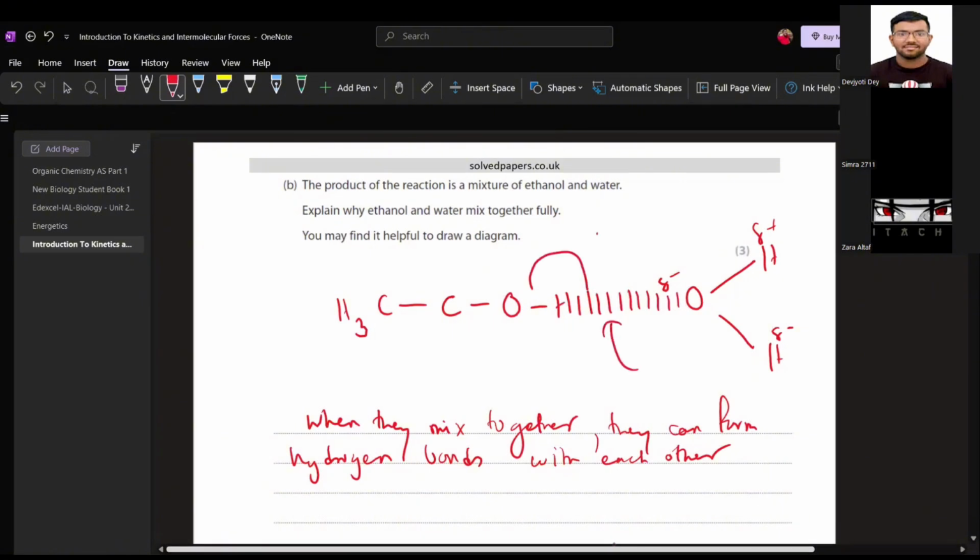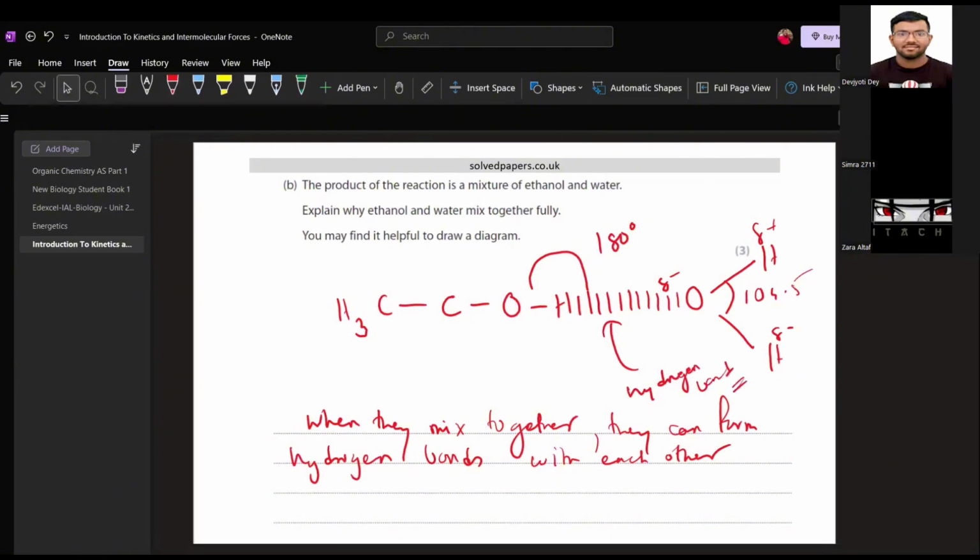What is the angle? Bond angle is 180 degrees. Hydrogen bond, how much is this? 104.5, right? Sorry, by the way, do you understand Bangla? I do, but not at that level. I can understand a few. Okay, no problem.